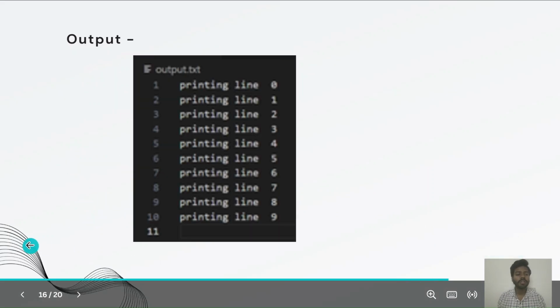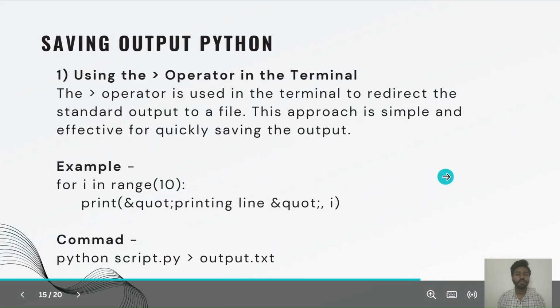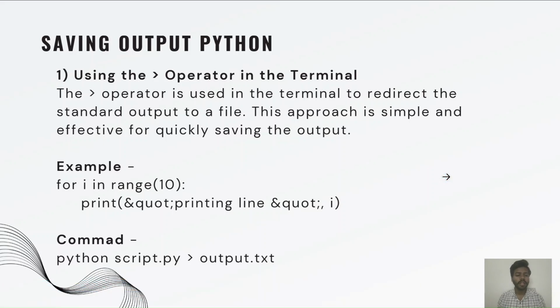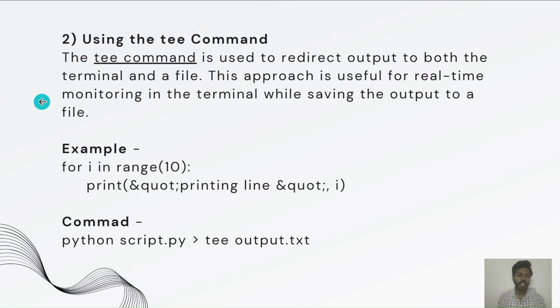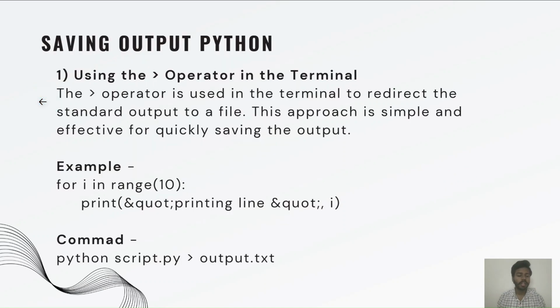Now, how do we save output in Python? There are two methods. First is using the greater than operator in the terminal. Second is the tee command. First, the greater than operator is used in the terminal to redirect the standard output to a file. This approach is simple and effective for quickly saving the output.